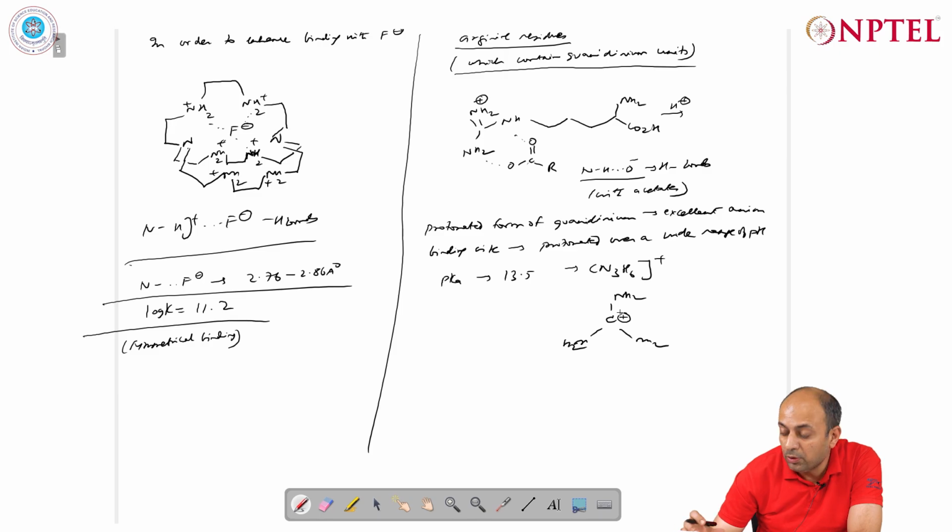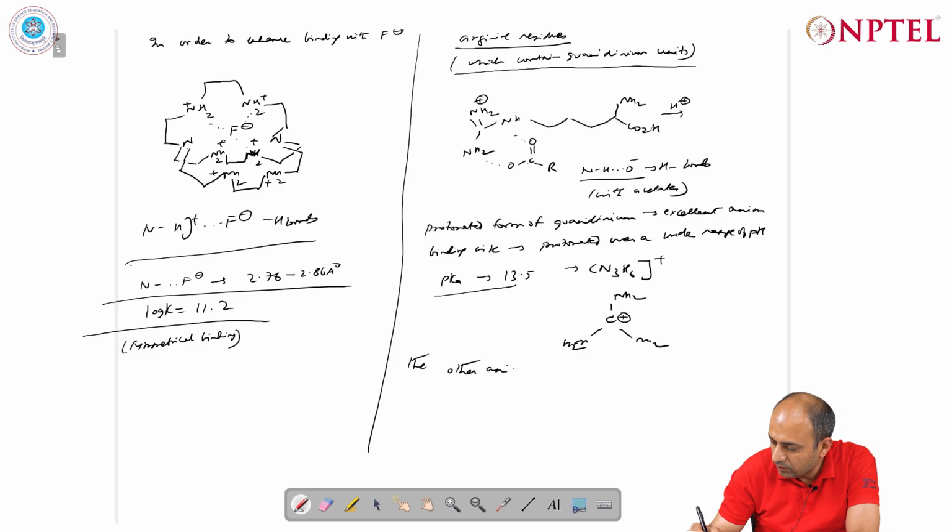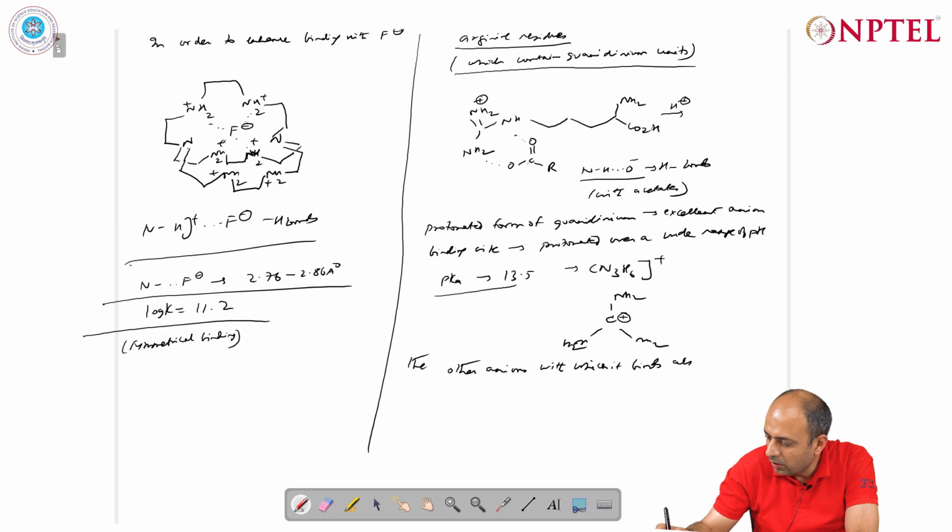And because it is stable over a wide range of pH, that means till pKa 13.5, the other anions with which it binds also exist in this pH range. For example, we would like to look at phosphates, or HPO4 minus or H2PO4 minus.